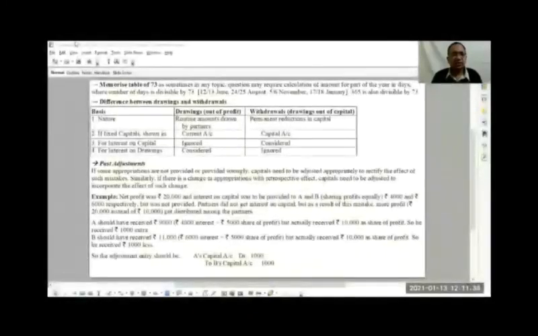Good afternoon. In the previous class, we had discussed various formulae of calculating interest on drawings. Any doubts in them? Is this screen visible? Okay.